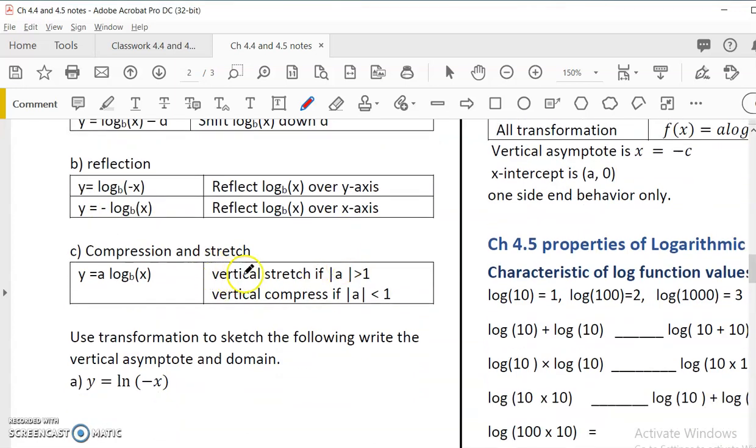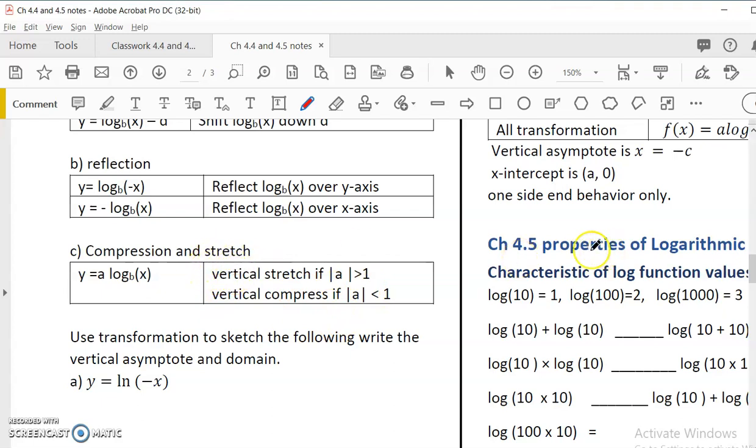Compression and stretch will be vertical stretch. You have A outside. It would be a stretch if the absolute value of A is greater than 1. It's a compression if A is less than 1. Now they don't talk about horizontal, and there's a reason for it.